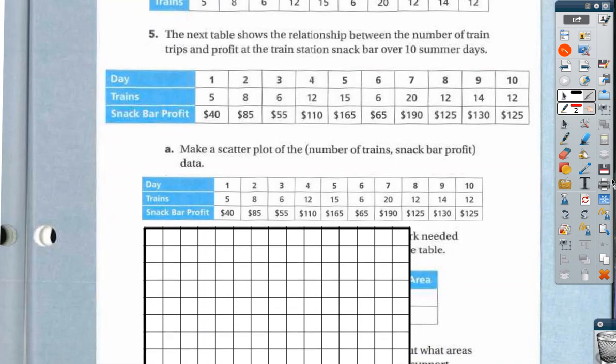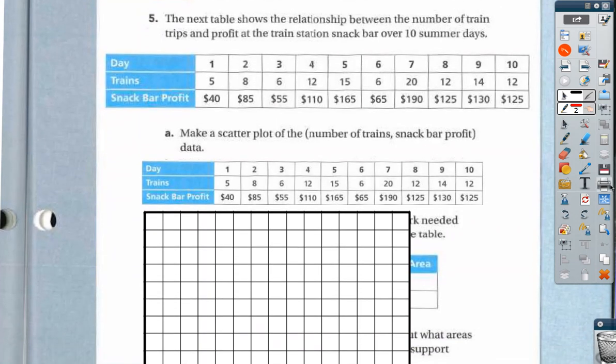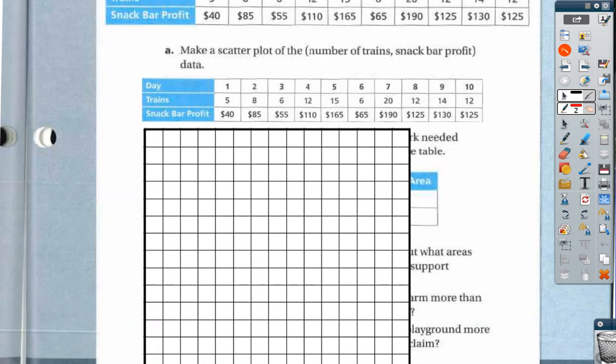All right, so we're going to take a look at problem number 5 in the looking back from thinking with mathematical models. In the next table, we have the relationship between the number of train trips and profit at a train station snack bar over 10 days. So we have day 1, 2, 3, 4, 5, 6, all the way to 10. We have the number of trains and the snack bar. Make a scatter plot using a number of trains and snack bar data.